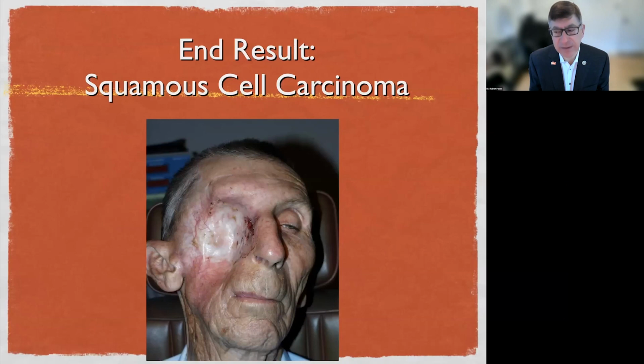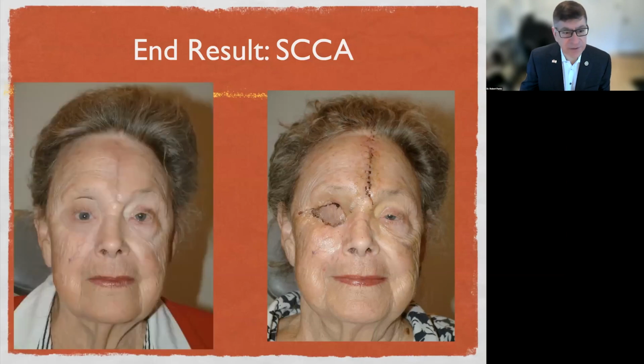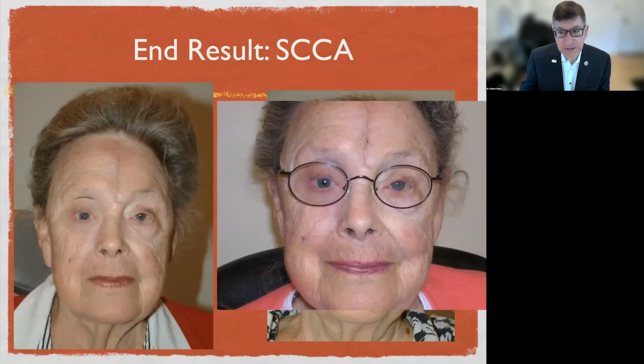Here's a patient following both maxillectomy and orbital exenteration. Another patient who had squamous cell carcinoma that involved the entire orbit. Here we see after initial forehead flap reconstruction following the exenteration, and ultimately treatment using an orbital prosthesis. She doesn't look too bad.